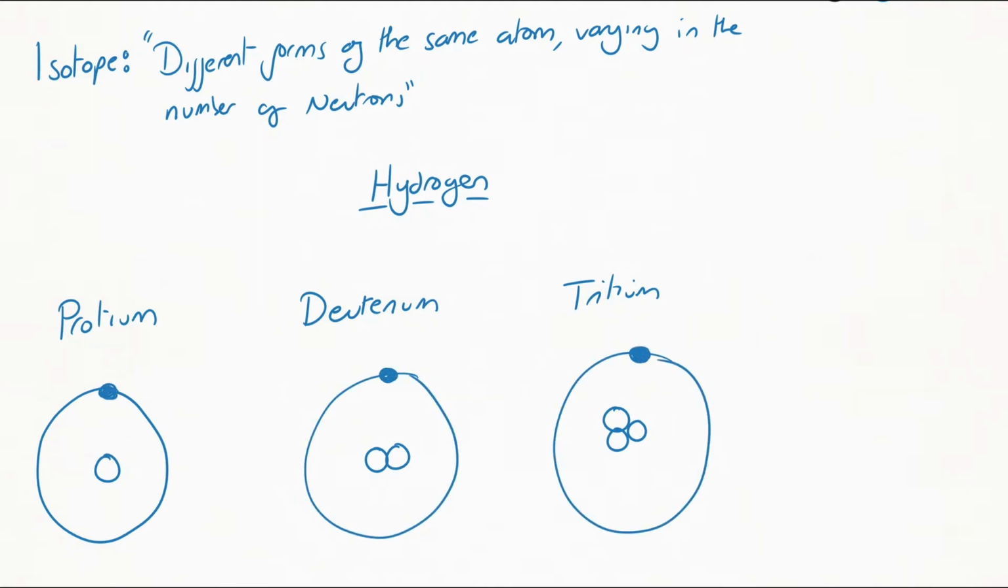As you can see, these 3 isotopes have the same numbers of protons, 1 proton. They have the same number of electrons, 1 electron each, but they have different numbers of neutrons, with protium having no neutrons, deuterium having 1 neutron, and tritium having 2 neutrons.